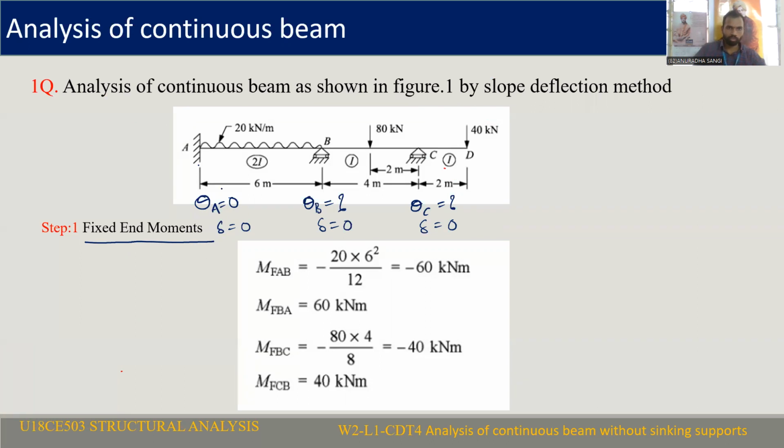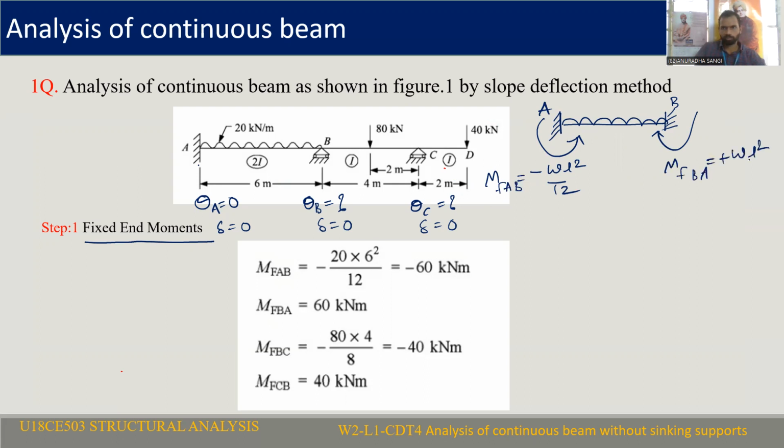Now how to calculate fixed end moments when the beam is subjected to uniform distributed load? Let us say this is A and this is B. MFAB, the fixed end moment at AB, will be equal to minus WL square by 12. MFBA will be equal to plus WL square by 12. Here for the AB span, W is equal to 20 and L is equal to 6 meters. If you substitute, MFAB will be minus 60 kN and MFBA is equal to plus 60 kN.